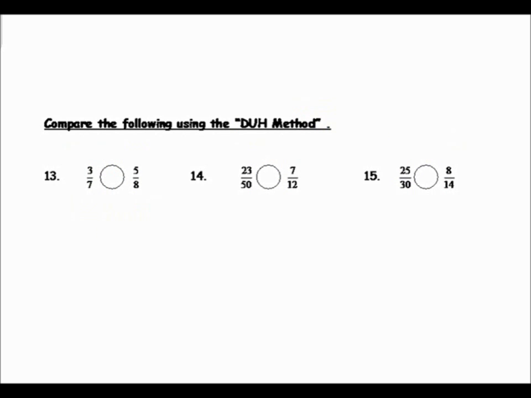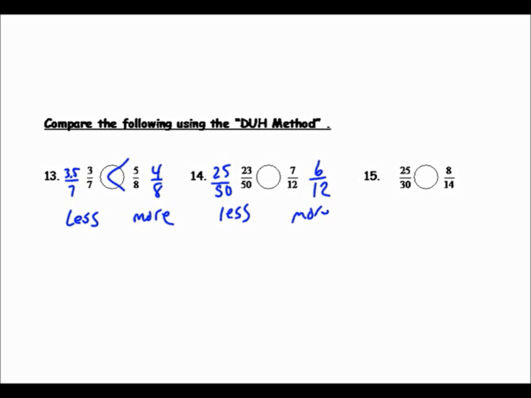Now let's practice the duh method. If you look at 3/7, would that be larger than a half or smaller than a half? It's a little tricky because half of 7 is 3.5. This would be less than a half. 5/8: well, 4/8 is a half, so this would be greater than a half. This is more than 1/2. That's bigger. 25/50 would be 1/2, so this is less than a half. 6/12 would be 1/2, so this is more than a half. 7/12 would be larger.